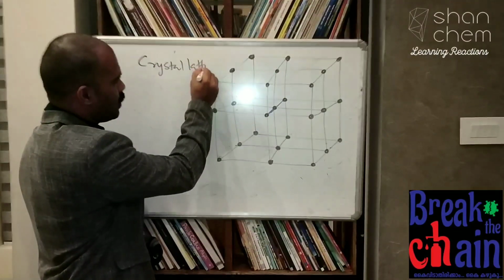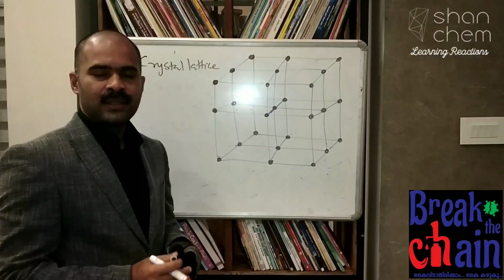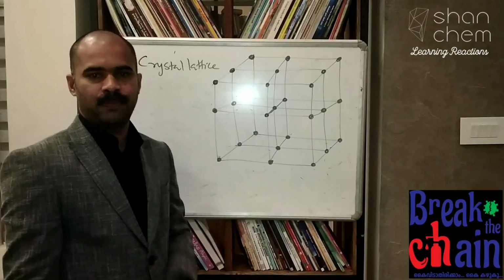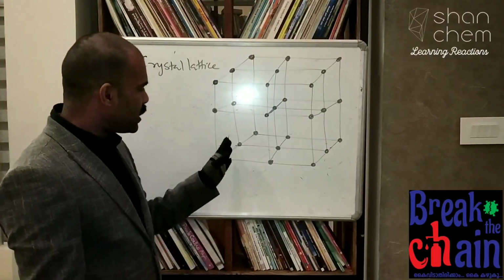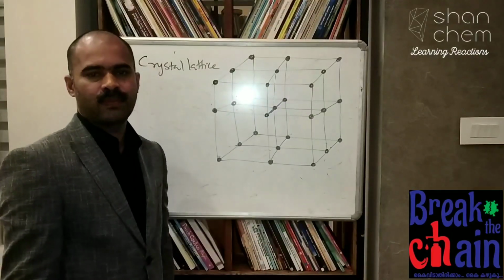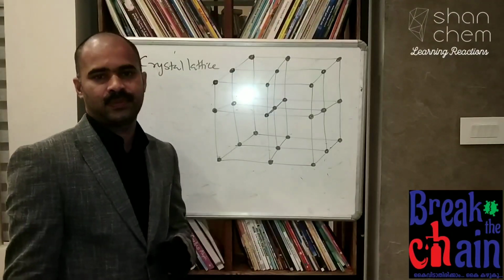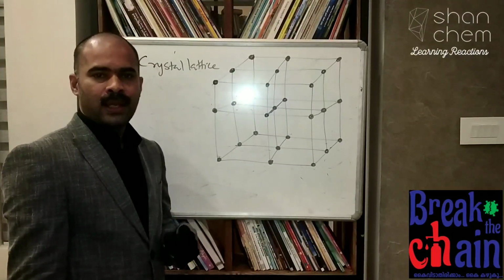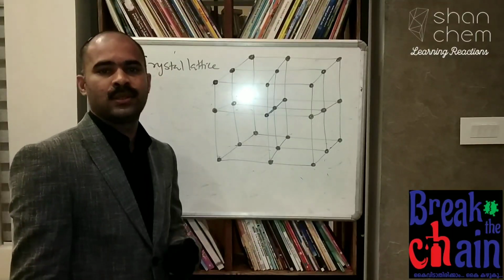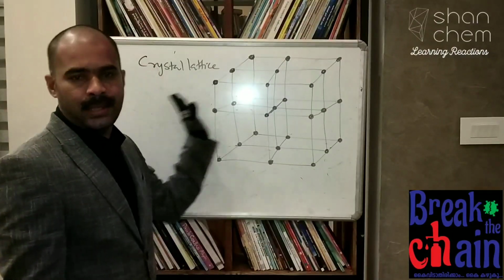What is crystal lattice? Crystal lattice is the 3-dimensional representation of a crystal by using points instead of particles. That is called crystal lattice. Okay, the 3-dimensional arrangement of points in space to represent a crystal is called a crystal lattice.